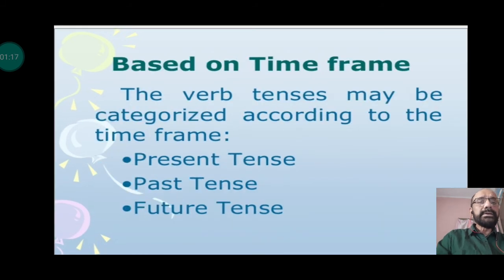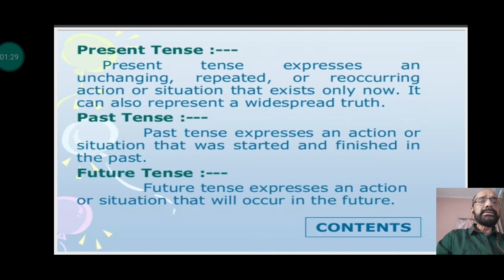Based on time frame, verb tenses may be categorized as present tense, past tense or future tense. As simple as that. There are three tenses: present, past and future. Present tense expresses an unchanging, repeated or recurring action or situation that exists only now. It can also represent a widespread truth. Past tense expresses an action or situation that was started and finished in the past. The future tense expresses an action or situation that will occur in the future.